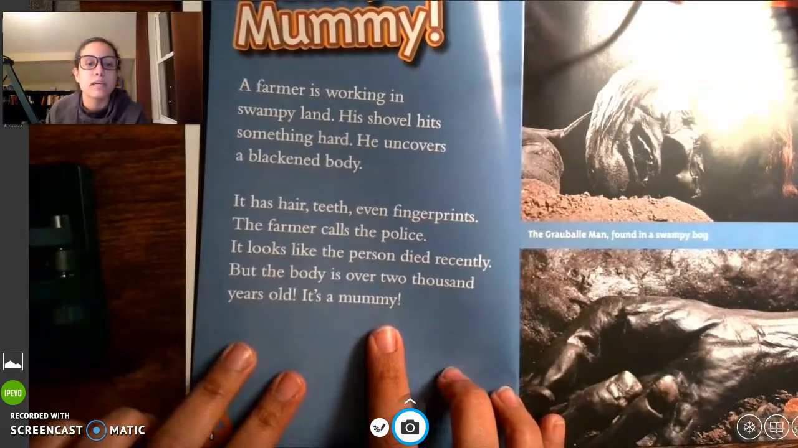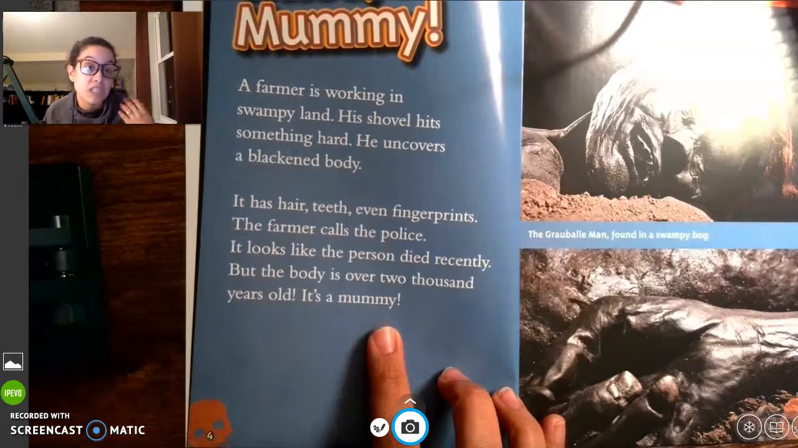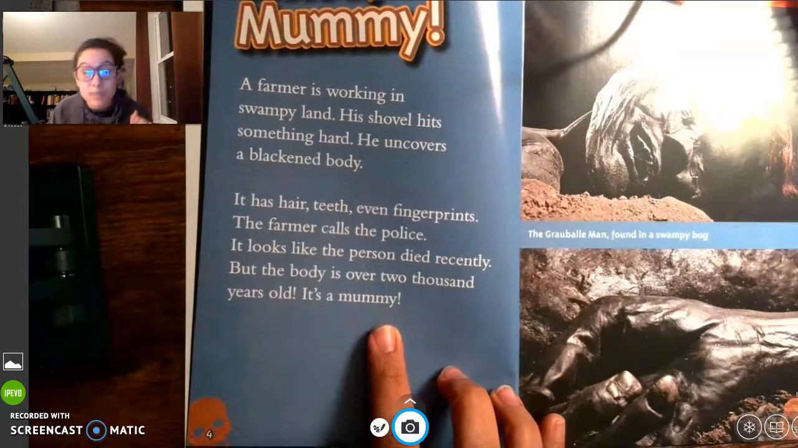Would it be, it has hair, teeth, even fingerprints. The farmer calls the police. It looks like the person died recently, but the body is over 2,000 years old. It's a mummy.